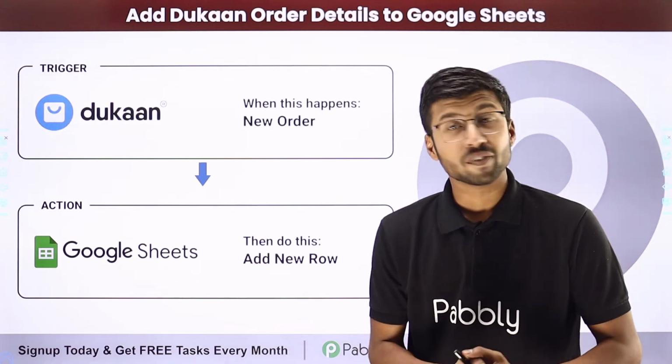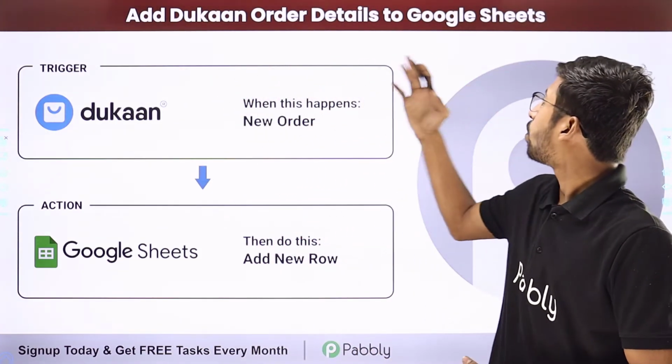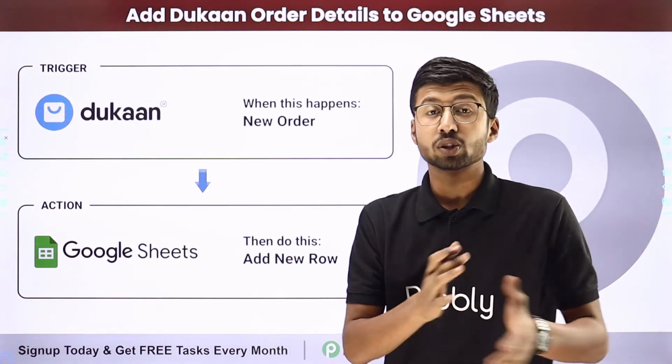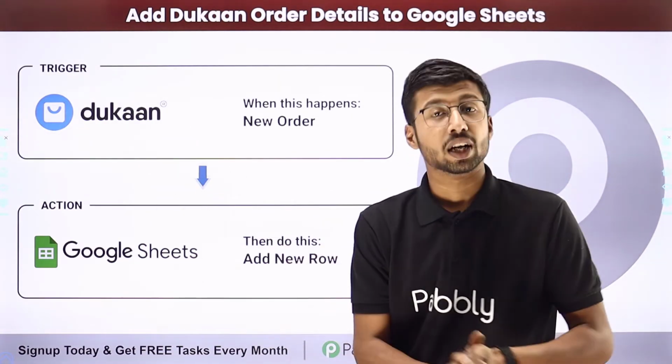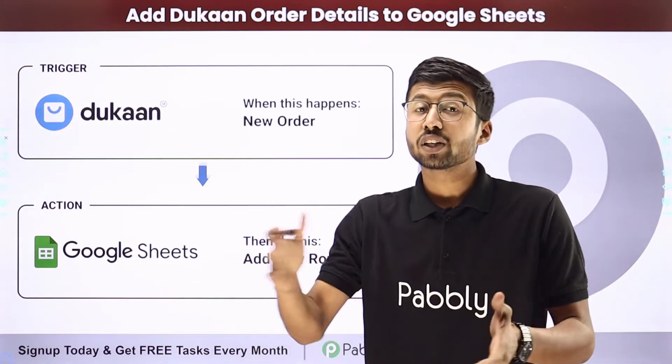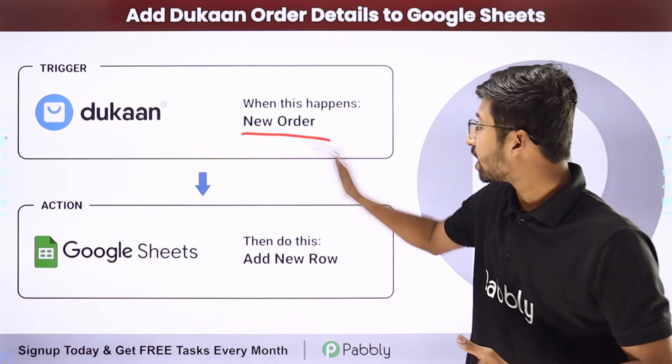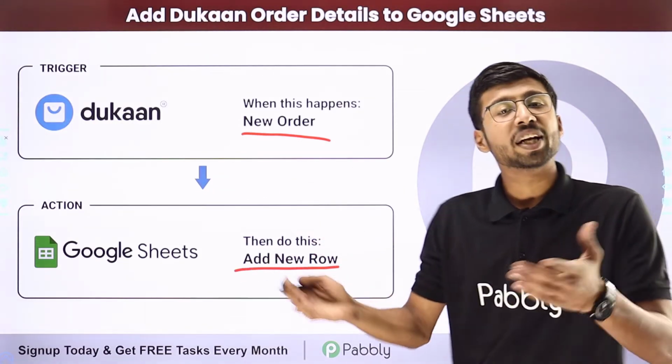So in this video, we will learn how to add Dukaan order details to Google Sheet. Now suppose guys you have created an online store to sell your products online using Dukaan. And whenever you receive a new order on your Dukaan store, you want to add those new order details as a new row into your Google Sheet to maintain a record.